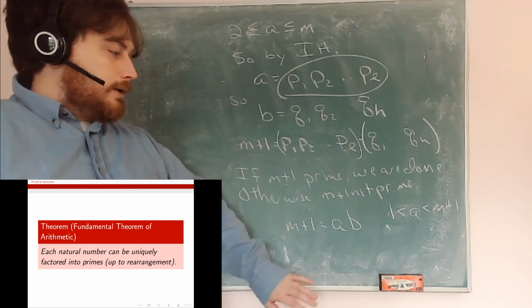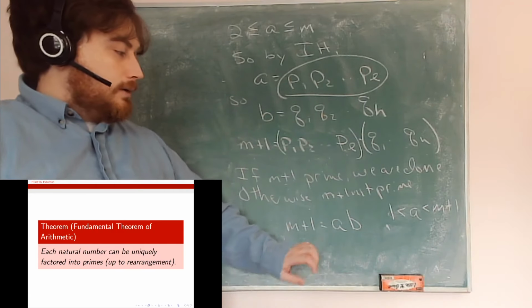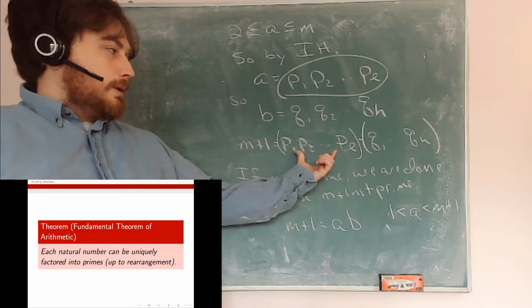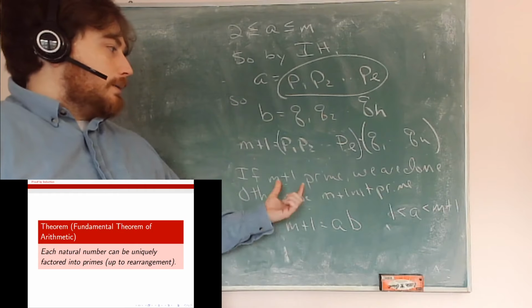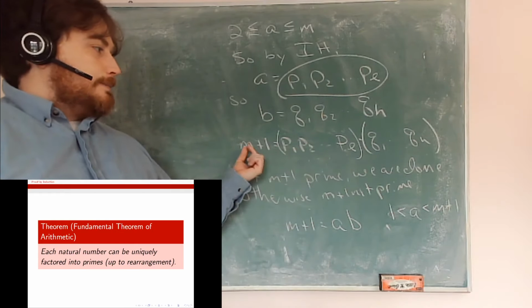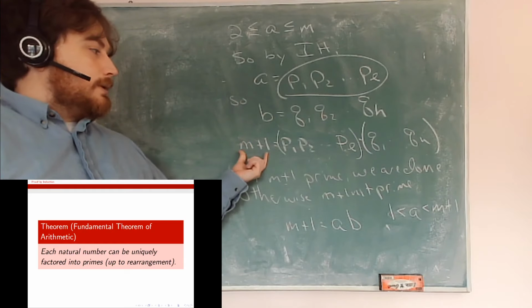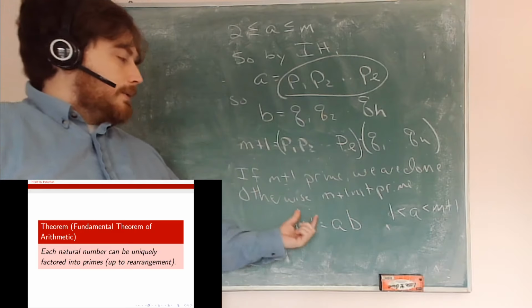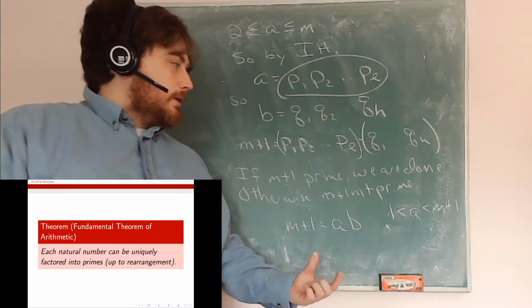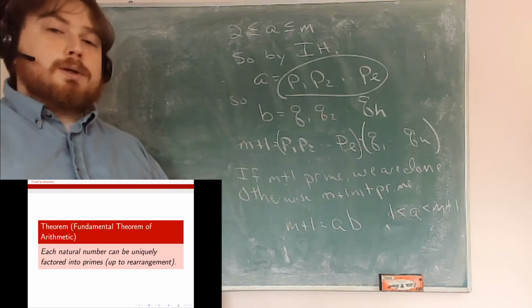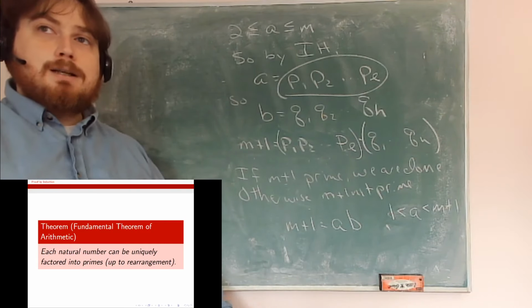Because a is less than m plus 1, we can do that. b is less than m plus 1, so we can do this as well. So these are written as the product of primes. We substitute in, and we get exactly what we're looking for. Therefore, if m plus 1 is prime, we're done. If m plus 1 is not prime, then we can factor it into smaller terms, and each of those smaller terms by the induction hypothesis can be written as the product of primes.